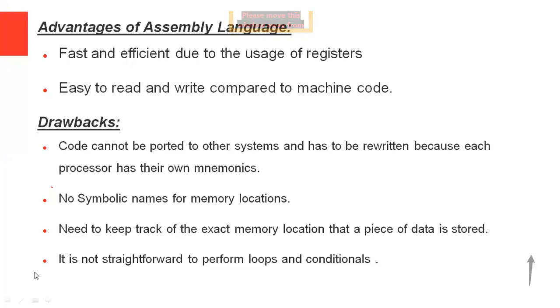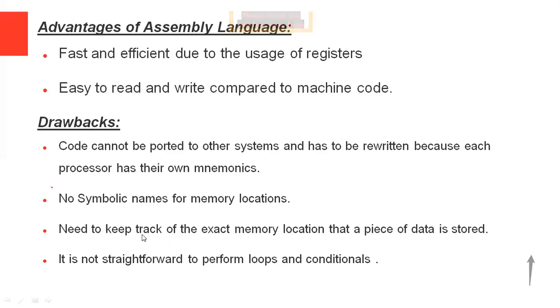Okay, so next one, need to keep track of the exact memory location where a piece of data is stored. For example, if we have stored some data, it is a little difficult to track that stored data. So to find out the exact memory location, it will take some time. So that is the drawback in assembly level languages or second generation languages.